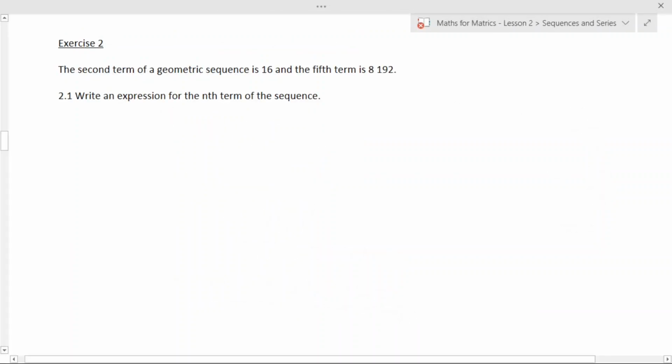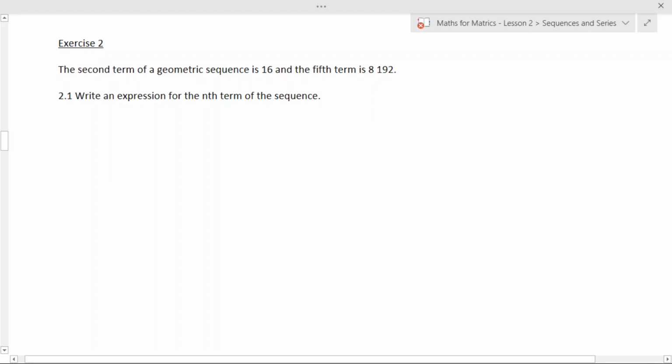Exercise number 2. The second term of a geometric sequence is 16, and the fifth term is 8192. 2.1. Write an expression for the nth term of the sequence.